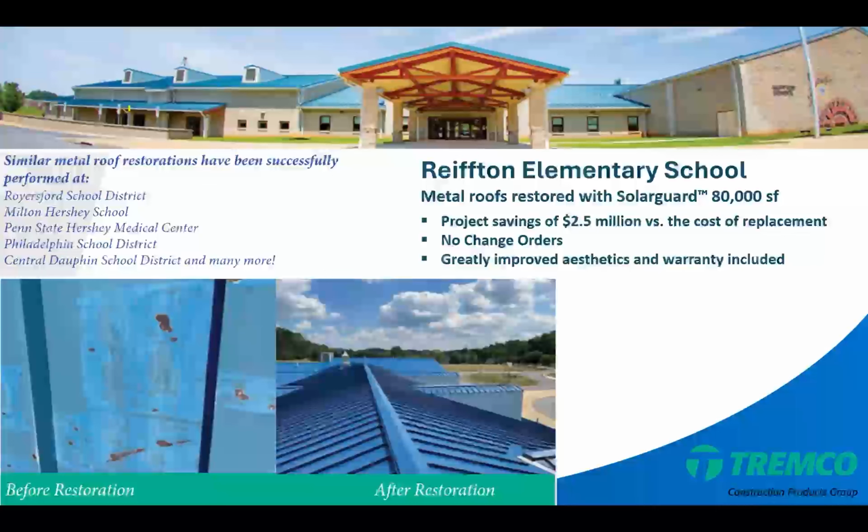And many times the thought is metal systems must be replaced. And here again, roof restoration can happen, metal roof systems. And this was an example of the project savings, again, $2.5 million versus the cost of replacement. There were no change orders. This was done under the contract, greatly improved aesthetics. And again, full system warranty was included.